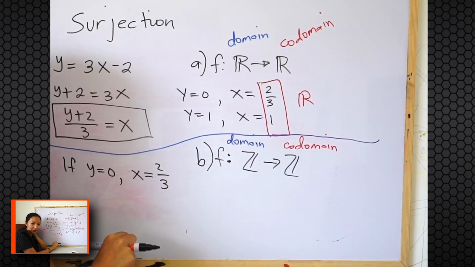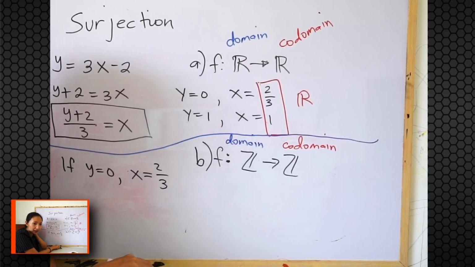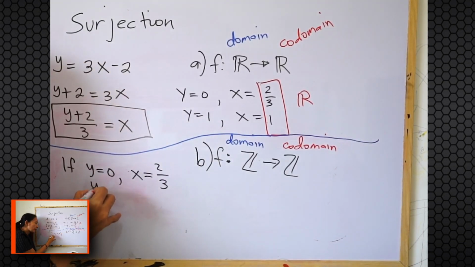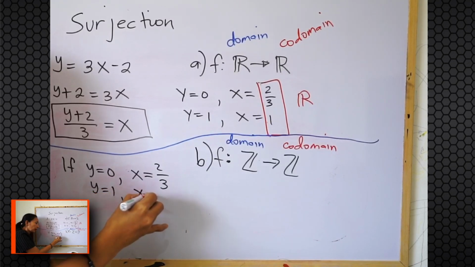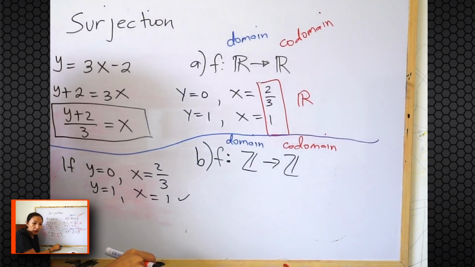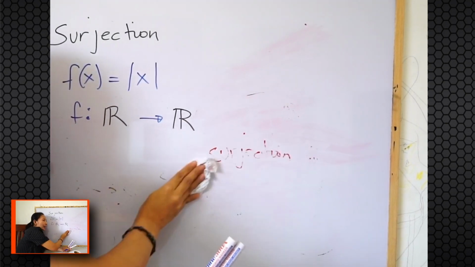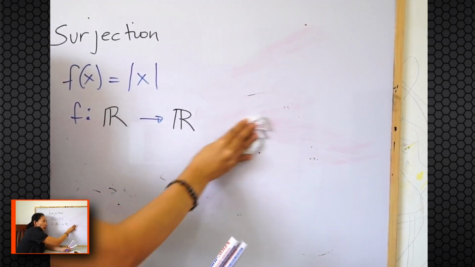In your x, what can you say about x, which is 2/3? Is it an integer? 2 over 3, see that? 2 over 3 is not an integer. Although if y is equal to 1, you'll end up with x equal to 1. This is an integer. But there are y values that will yield a non-integer. For instance, 0.